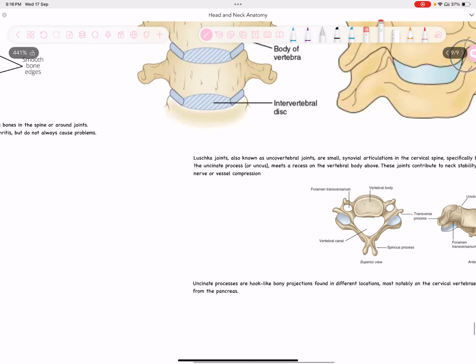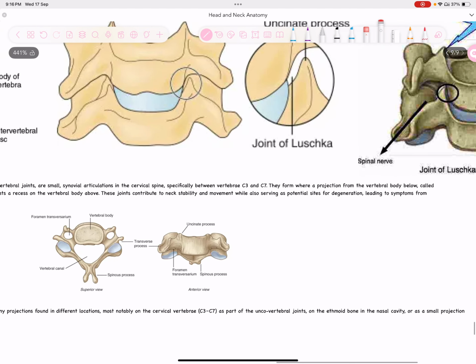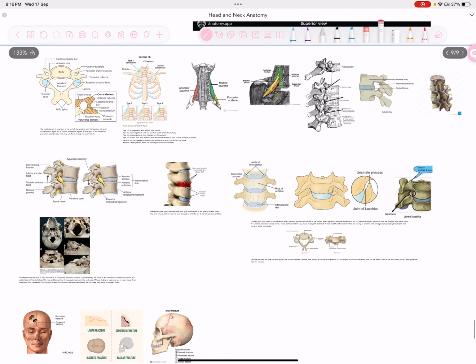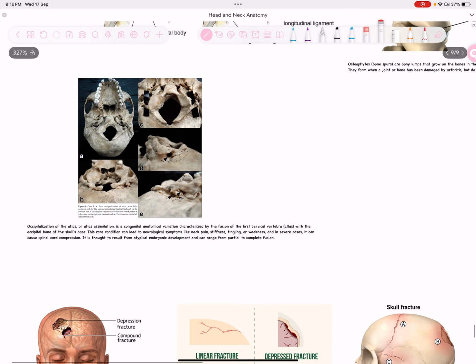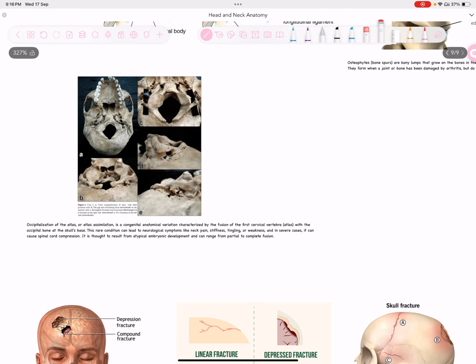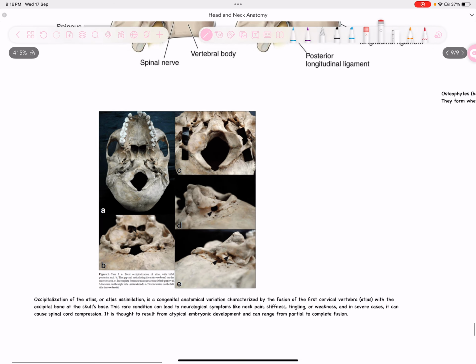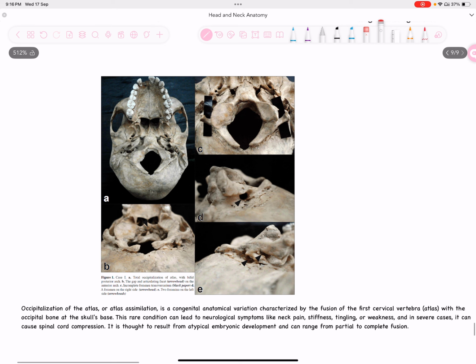Now, during judicial hanging, what happens is that the odontoid process usually breaks to hit upon the vital centers in the medulla oblongata. Next is that the atlas may fuse to the occipital bone. This is called occipitalization of atlas, and this may at times compress the spinal cord, which requires surgical decompression.